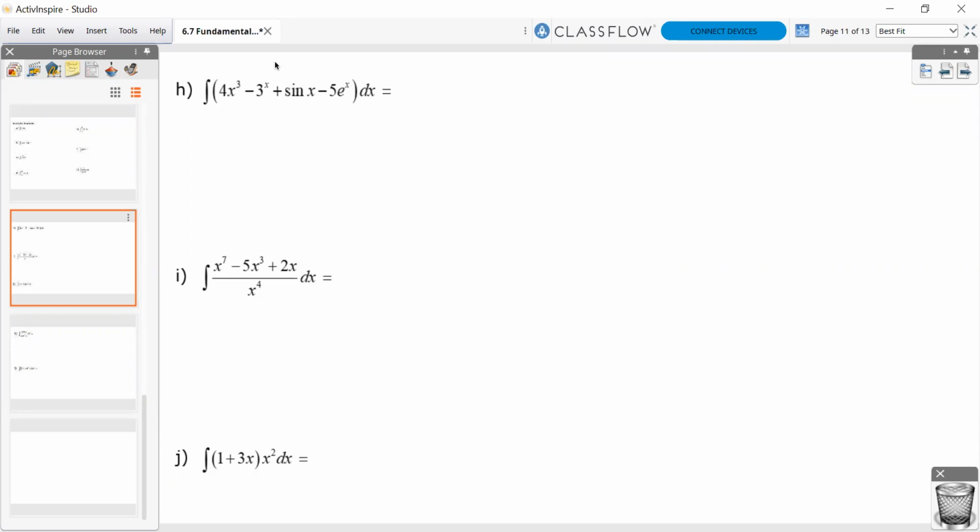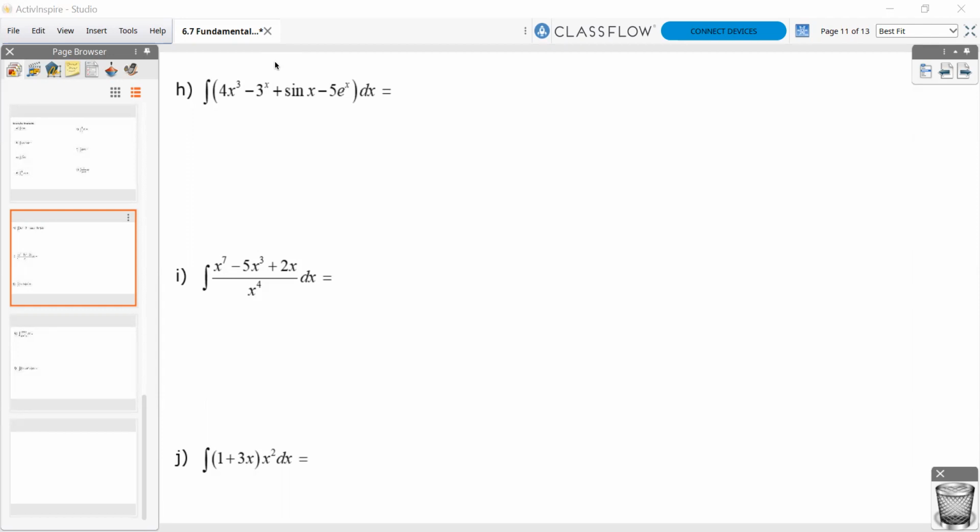Okay, so H just has a bunch of little functions in it. If we wanted to, we could break this down into the integral of 4x cubed dx plus the integral of negative 3 to the x dx plus, I think you understand what I'm going with here, right? We could just do the integral of each single one of these as their own specific function. This works because we're dealing with addition. This does not work if it's division, right? But because it's addition or subtraction, we are able to just integrate each piece at a time.